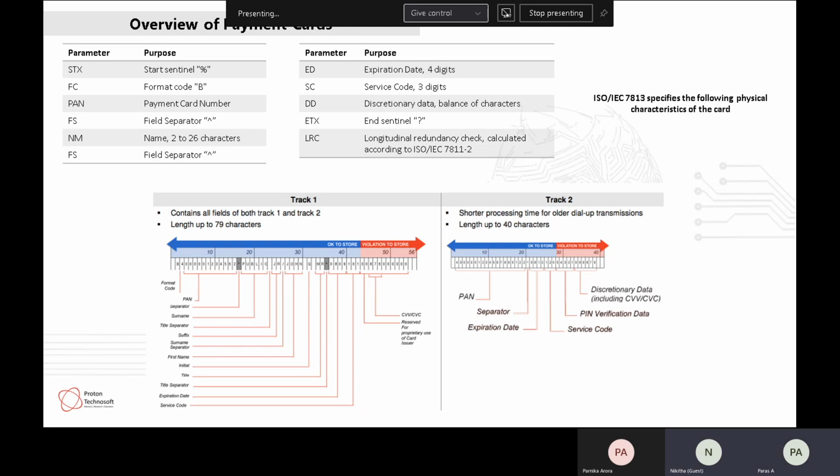Okay, so probably later I can show you a demonstration of this as well, just to show you how we can clone a card using those card duplicators.